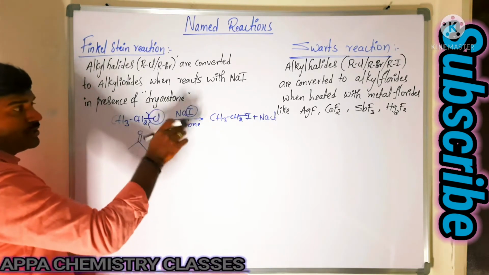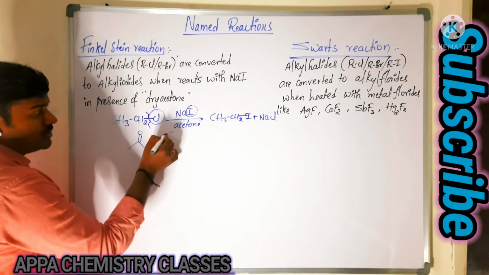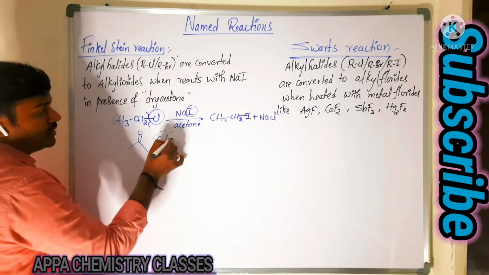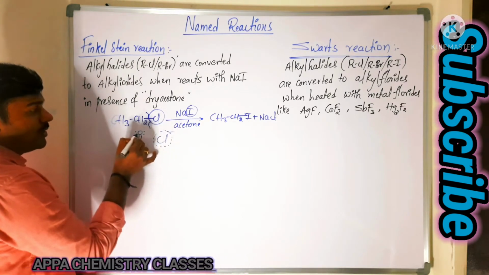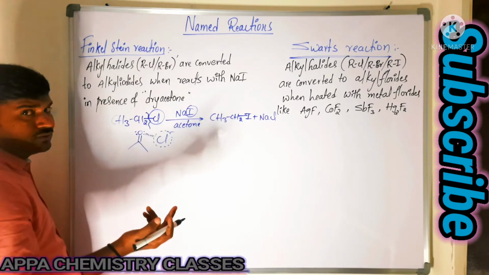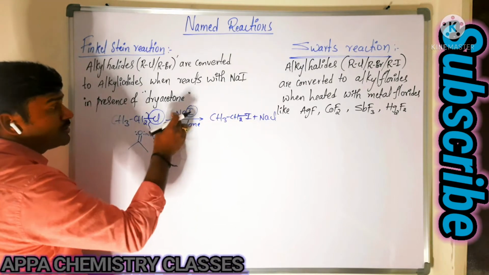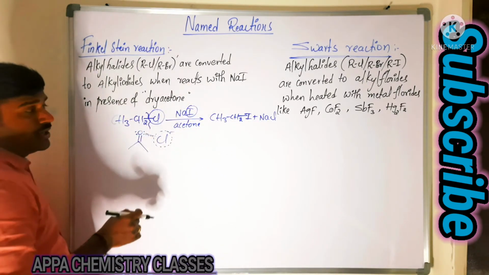Here the chloride ion is coming out. That chloride ion will have the negative charge. This negatively charged cloud is repelled by this acetone. It is dry acetone. Why not wet acetone? It is aqueous acetone, because here sodium metal is there. Explosion takes place. So for that reason we have to take dry acetone.